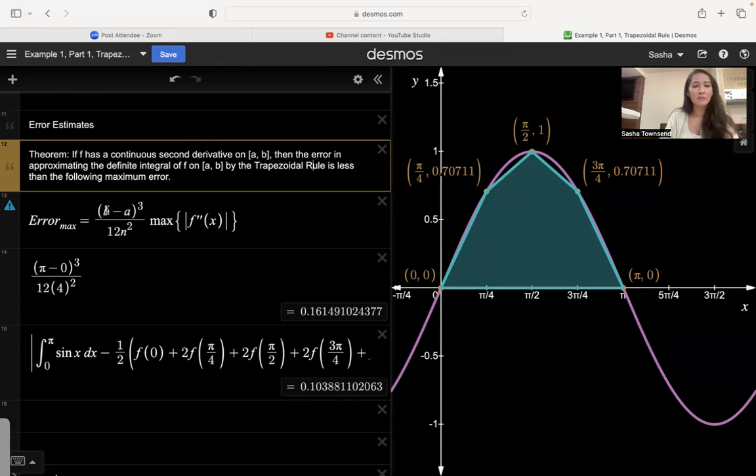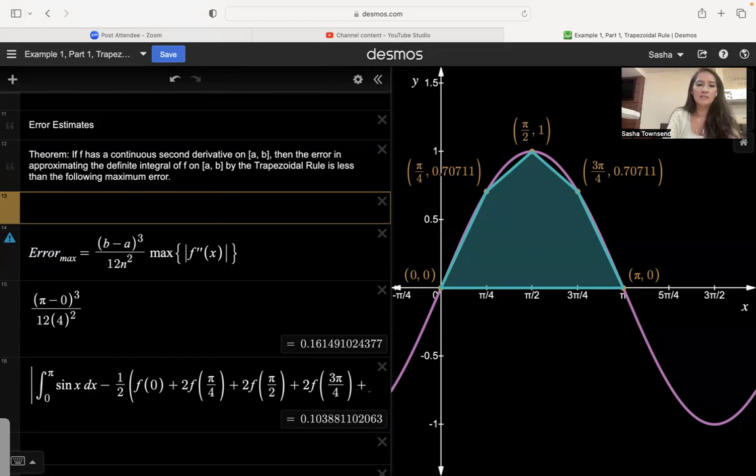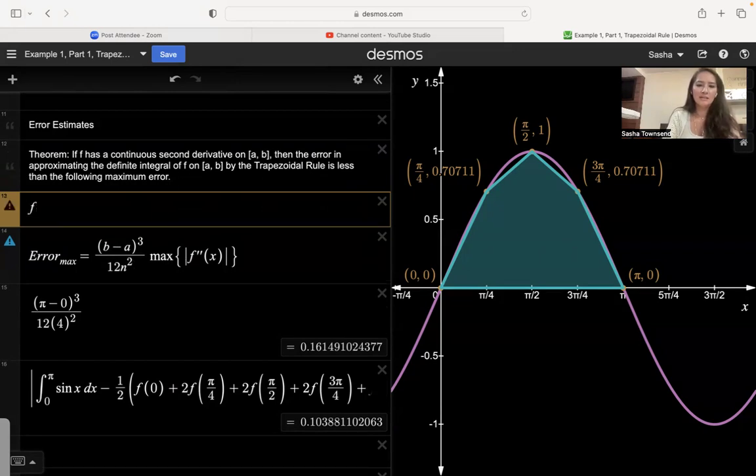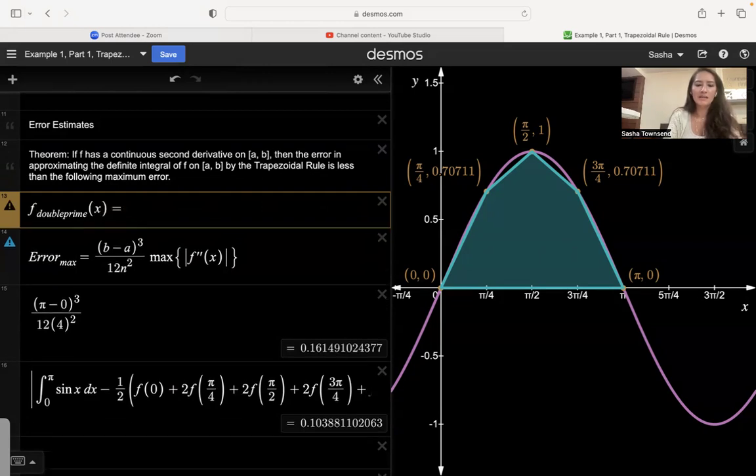It's going to be equal to b minus a, that's the length of our interval, cubed, divided by 12 times n squared, where n is the number of trapezoids or subintervals, times the maximum value of the absolute value of the second derivative of the original function on the interval of interest. So our function was sine of x. So when we compute f double prime, what we're going to get is negative sine of x.